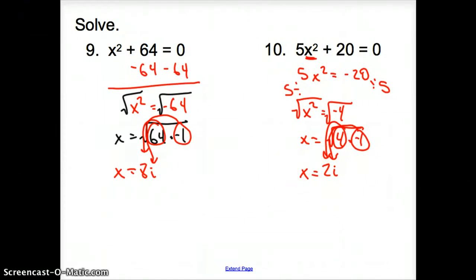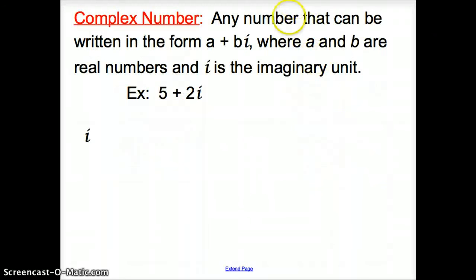So we found x. Now we are on to complex numbers. A complex number is any number that can be written in the form a plus bi. a is just represented by a real number, b is also a real number, and i is the imaginary unit.